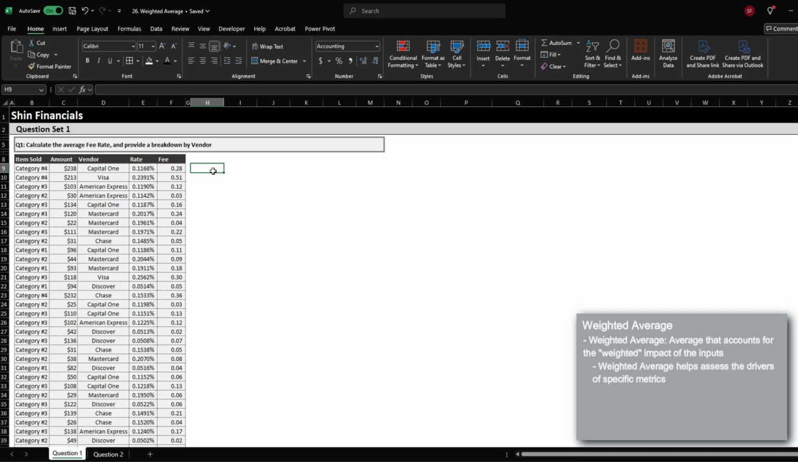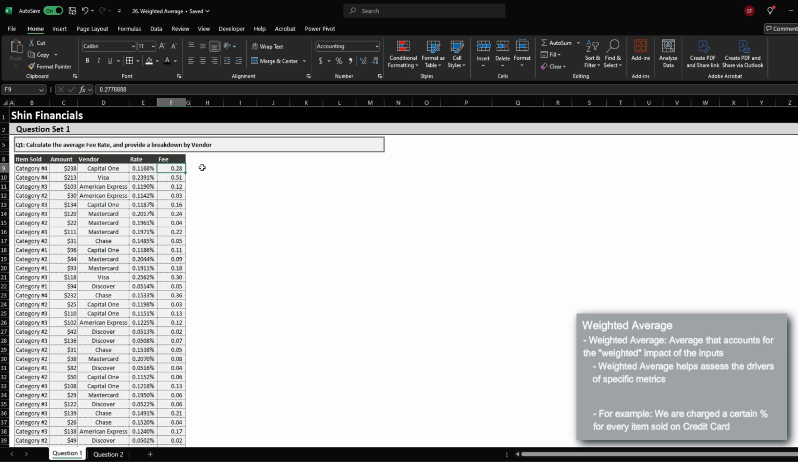So for example, let's say that you have a business model where you are a retailer, and for every item sold on a credit card, you have to pay a certain fee. So this is the data that you're seeing right here. We have items sold, the total sales amount for the item, and the vendor that is our credit card service provider. For each sale generated on these credit cards, we have to pay a certain percentage, which then results in a fee that we have to pay the vendor.